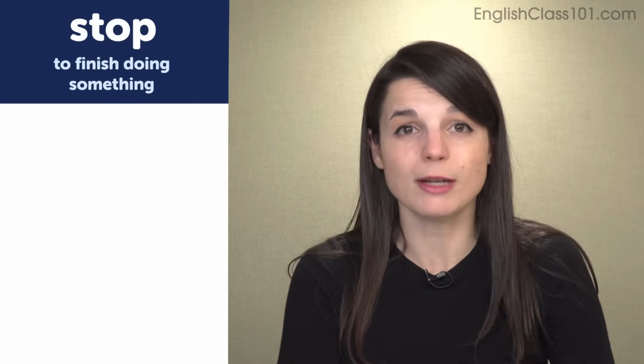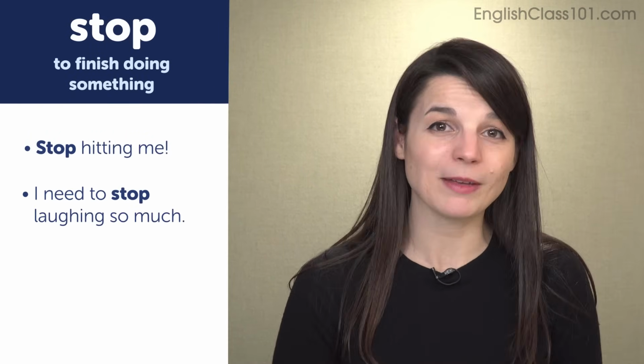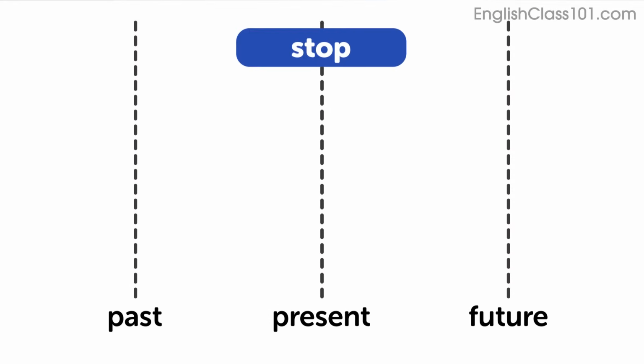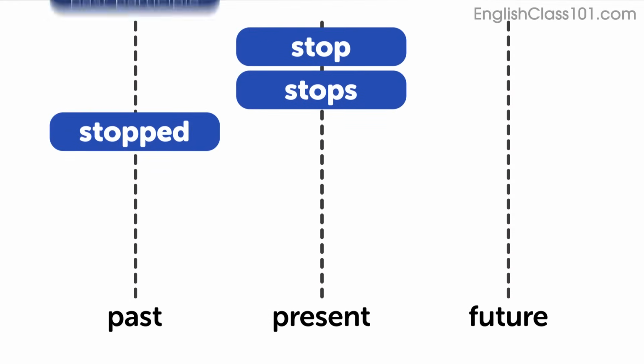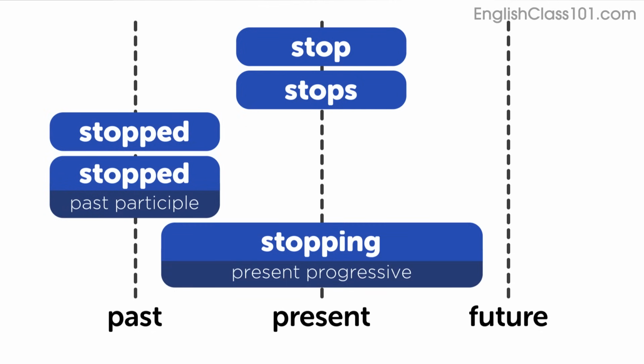So the basic definition is to finish doing something, to stop. Example sentences. Stop hitting me. I need to stop laughing so much. Now let's look at the conjugations of this verb. Present, stop, stops. Past, stopped. Past participle, stopped. Progressive, stopping.